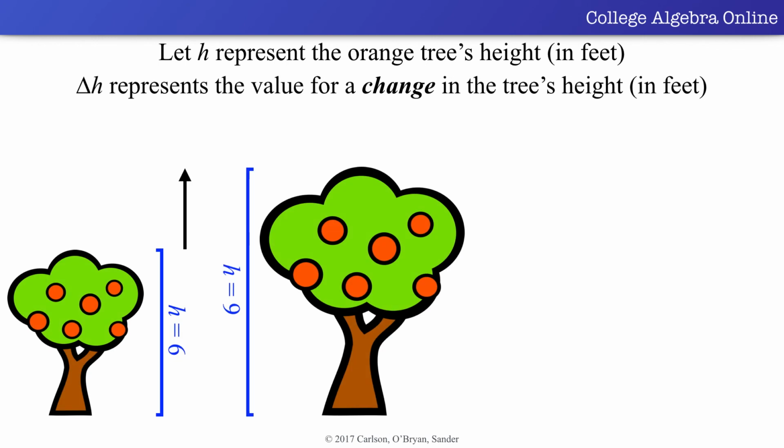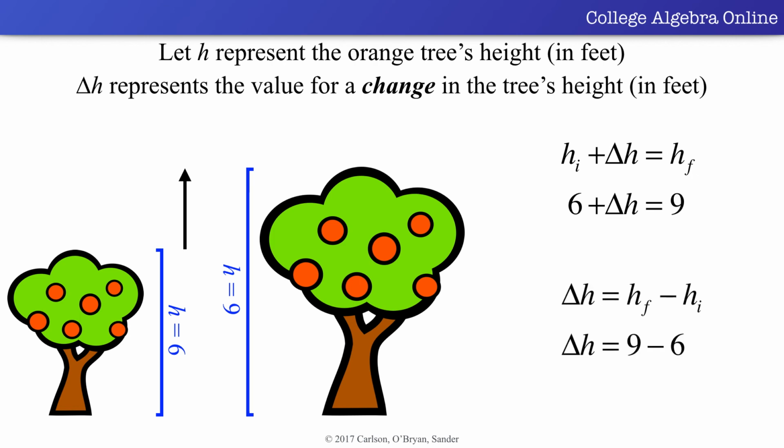So, if Allison measured the tree and it was 6 feet tall, and then she measured the tree again later and it was 9 feet tall, we can say either h sub i plus delta h equals h sub f, so 6 plus delta h equals 9, or delta h equals h sub f minus h sub i, so delta h equals 9 minus 6. In either case, we conclude that the height changed by 3 feet, or that delta h equals 3.